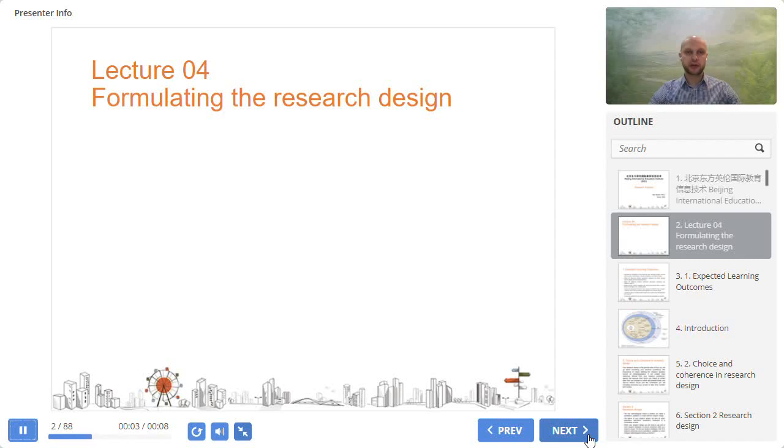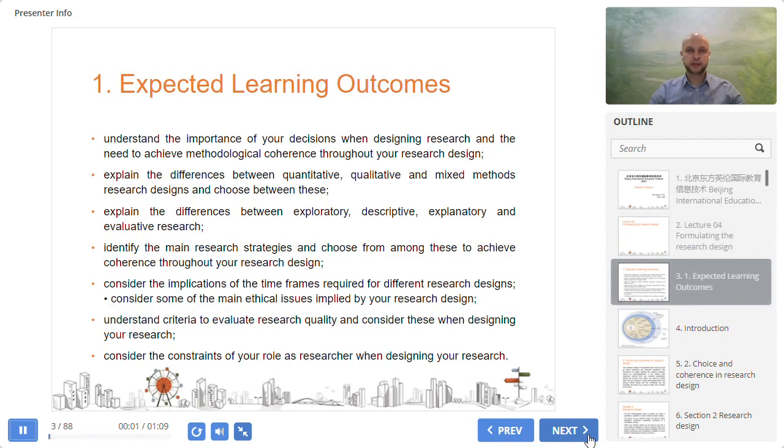We are going to talk about formulating research design. Here you can see the expected learning outcomes. After studying this lecture, you should be able to understand the importance of your decisions when designing research and the need to achieve methodological coherence throughout your research design.